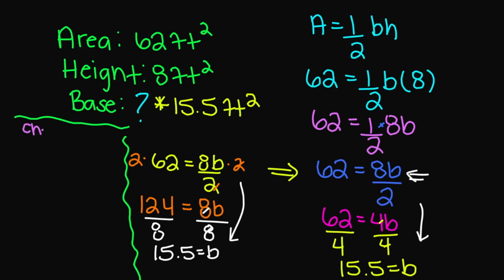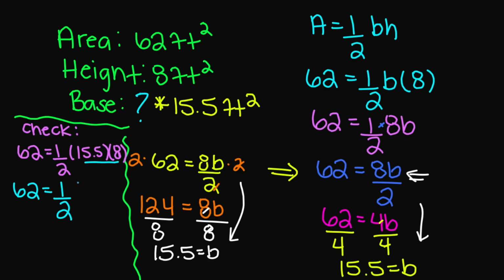So if we wanted to check our work, we said our area was 62, and then we have 1/2, your base is 15.5, and then times our height of 8. So we have 62 here, and then on my right side, we have 15.5 times 8. This is going to give us 124. So you have 1/2 here, and then you have 124 in parentheses.